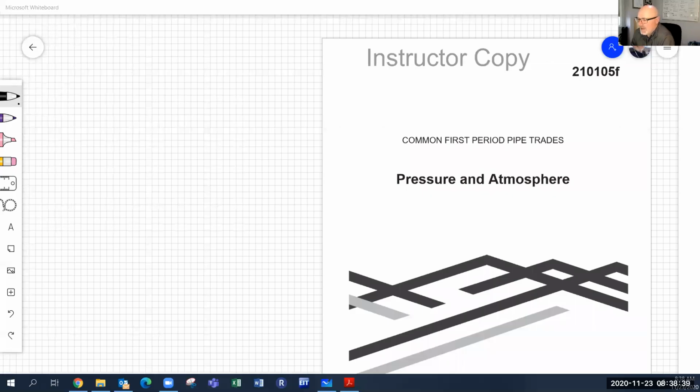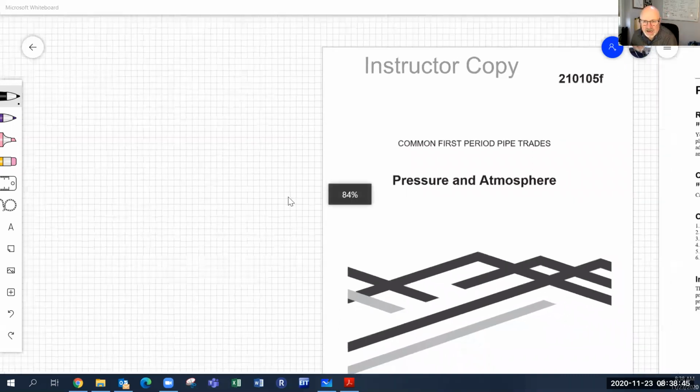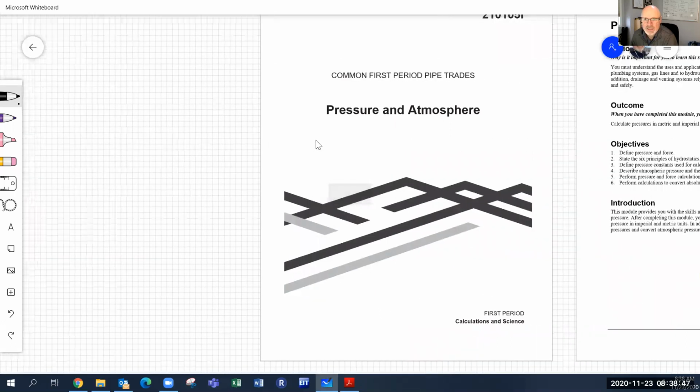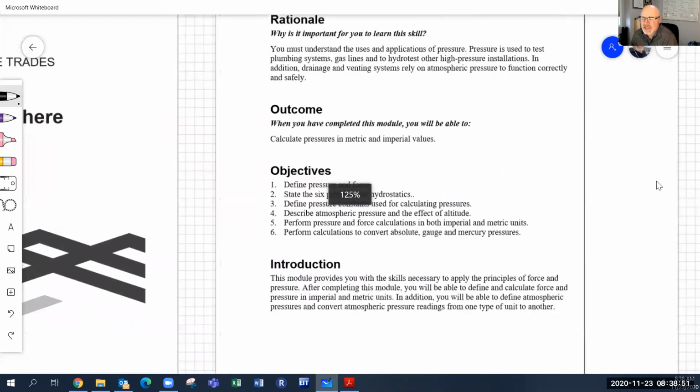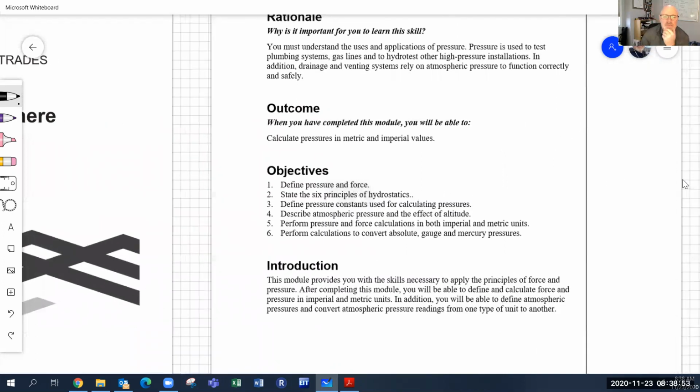Okay, everybody, pressure and atmosphere. And we're going to start off, as with any ILM, we go to the objectives. So I just want to take a second and talk about these objectives here. On this one, we're going to describe pressure and force, right? That's one of the objectives, and I'm going to spend some time with that.